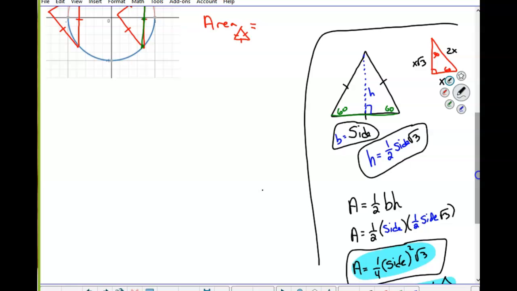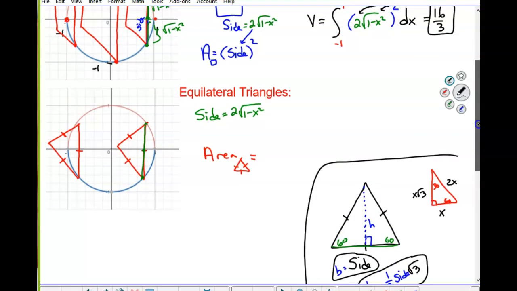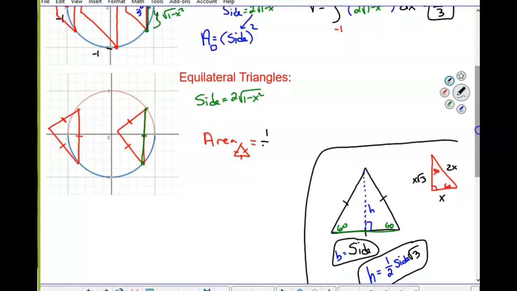All right, so 1/4 the side squared times the square root of 3 will give me the area. 1/4 the side length squared times the square root of 3. And what is our side? 2 times the square root of 1 minus x squared. Now you could clean this up. It actually cleans up a little better than you think. You could square the 2 and square the square root, and then clean some things up. I'm not really concerned about that today.